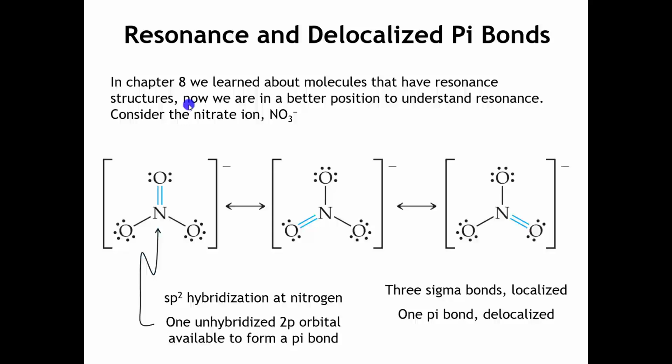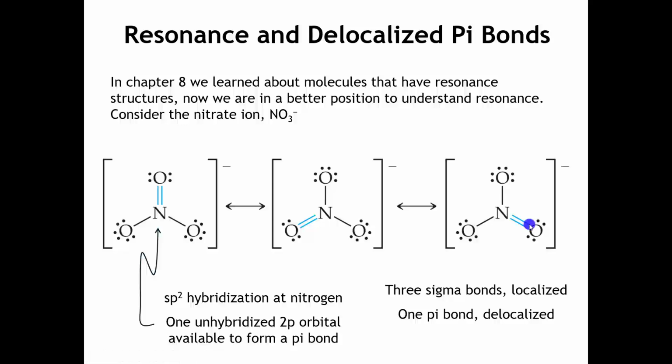Okay, the last topic I want to get to in this section, it's kind of an important one, is to come back to the idea of resonance. Remember in Chapter 8, we talked about molecules like the nitrate ion, where you can draw resonance structures that are different from each other but equivalent. And when we go back and look at those, what really makes them different from each other is the location of the pi bonds. So here in nitrate, we could have a double bond going up, a double bond going to the left, or a double bond going to the right. So what exactly does that mean?